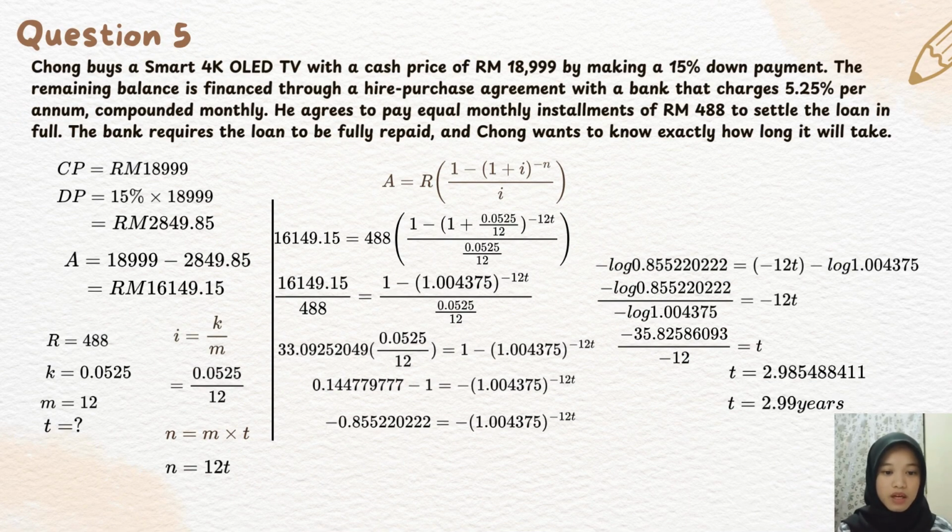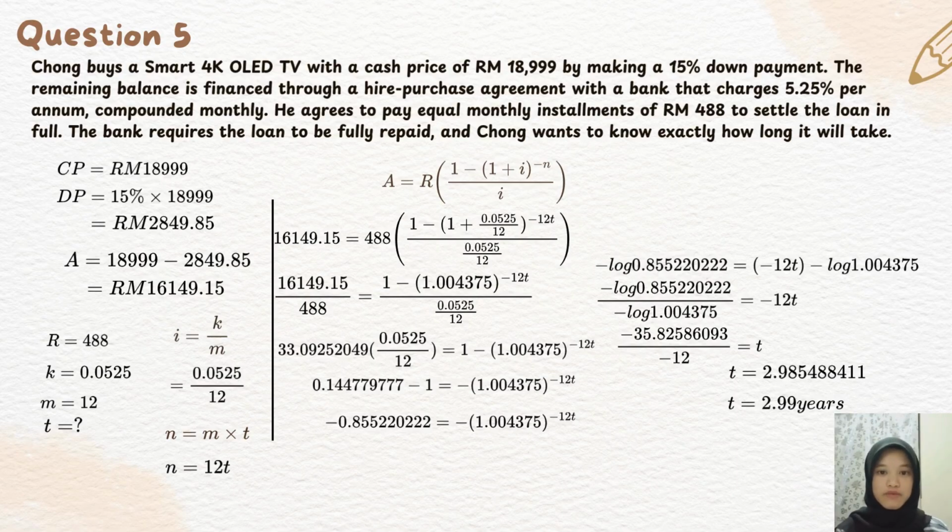Question 5. Chang buys a smart 4K LED TV with a cash price of 18,999 ringgit by making a 15% down payment. The remaining balance is financed through a hire purchase agreement with a bank that charges 5.25% per annum compounded monthly. He agrees to pay equivalent monthly installments of 488 ringgit to settle the loan in full. The bank requires the loan to be fully repaid, and Chang wants to know exactly how long it will take.